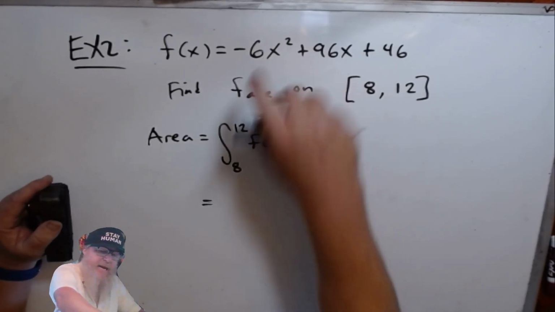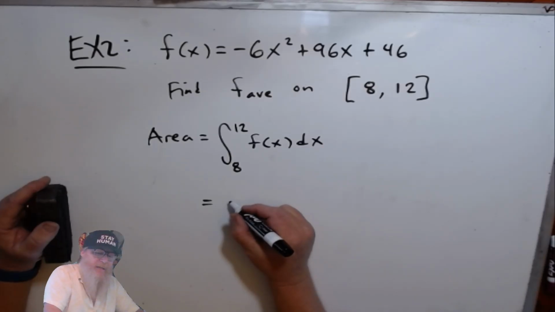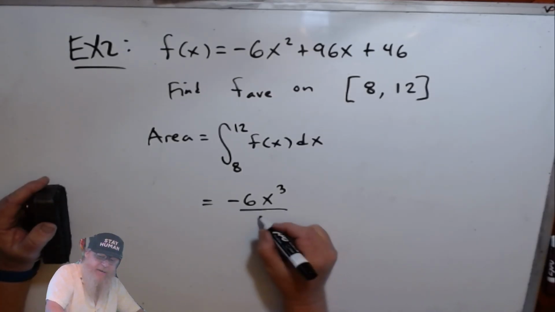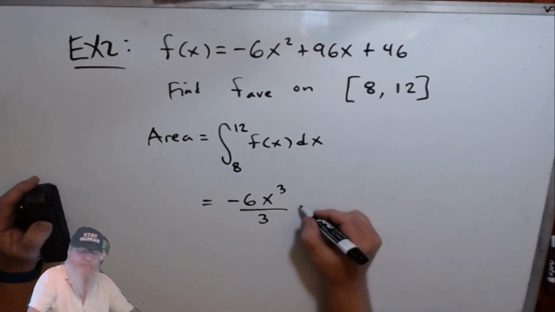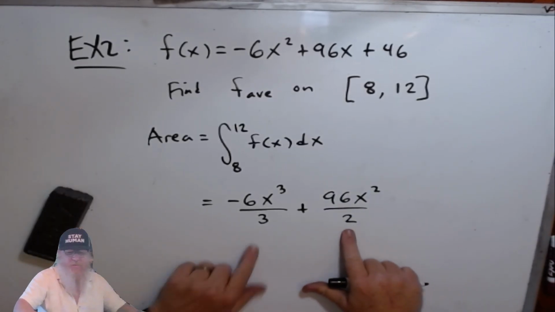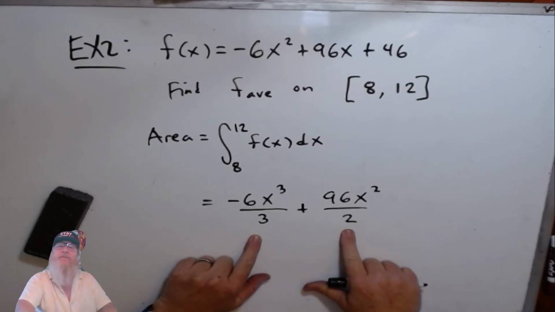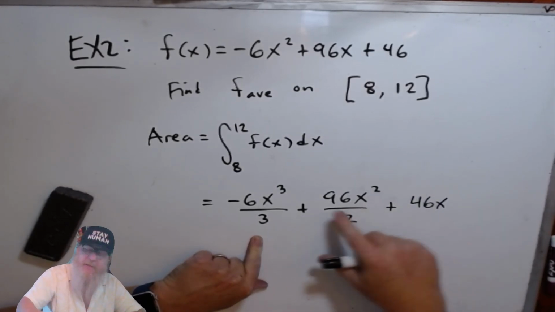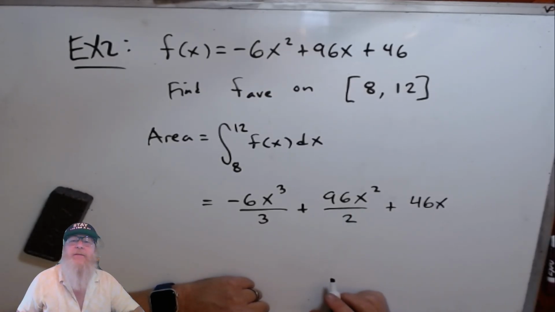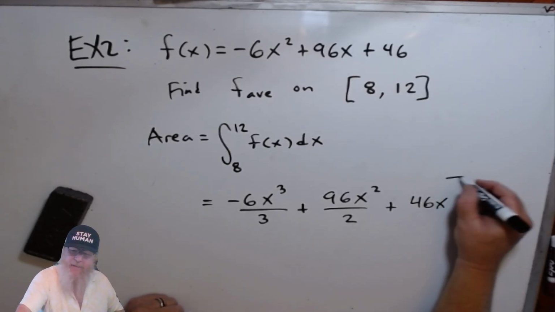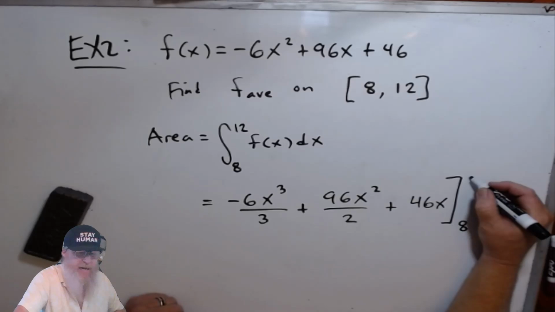All right, take the antiderivative, so it'll be negative 6x cubed over 3, plus 96x squared over 2. This is the calculus part now. I'm not really going to review that too much, but you're going to see a lot of these today, where you're just using the power rule of antiderivatives. Instead of going down, the powers are going to go up. And then we're going to evaluate that between 8 and 12.